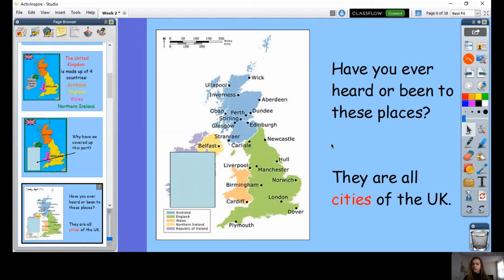Excellent. It sounds like lots of us have either heard or even been to these places on holiday. Fantastic. These places are called cities. These are all cities in the United Kingdom. Can we say our new word? Cities. Cities. Even louder. Cities.